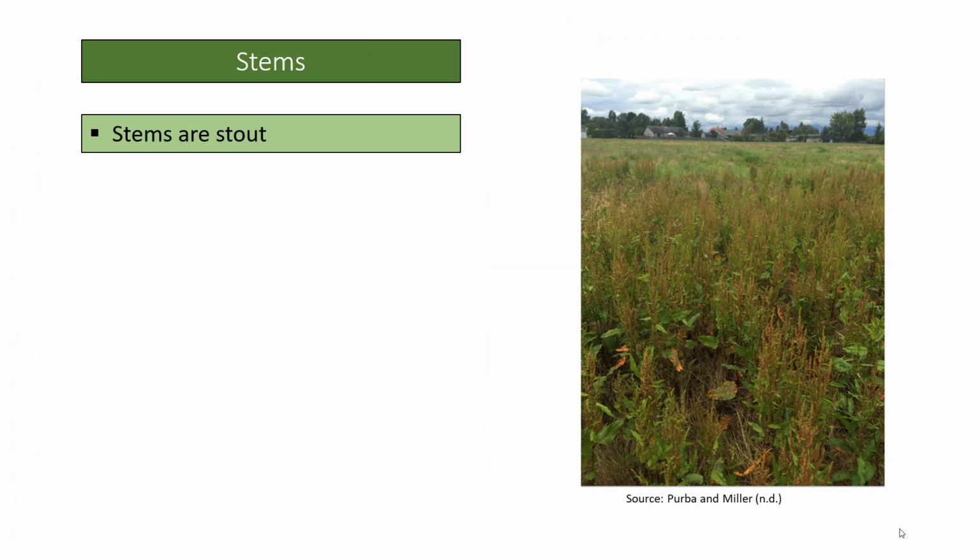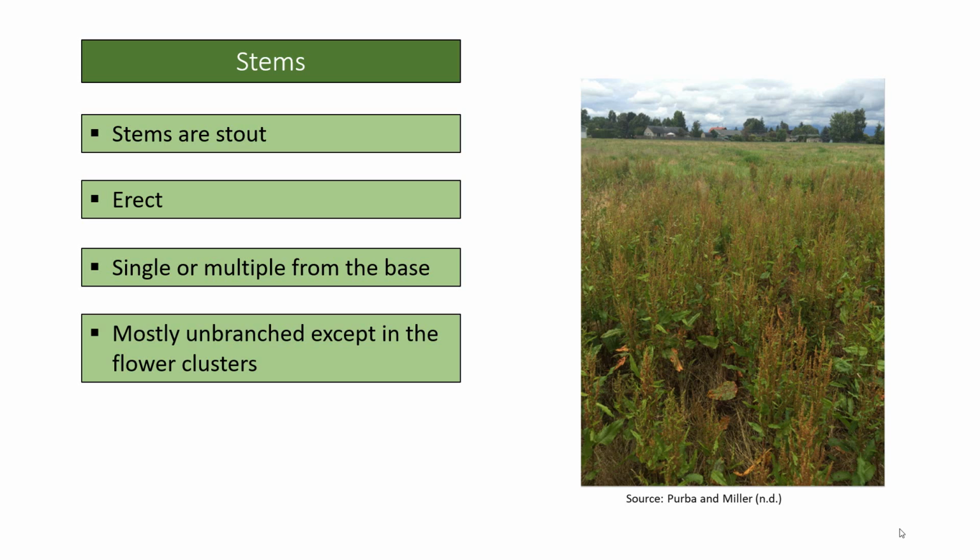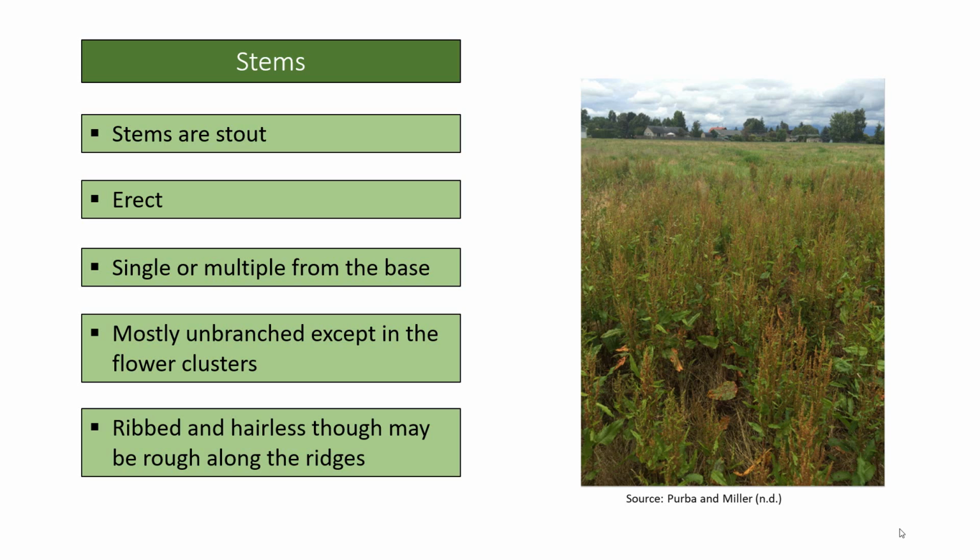Stems. Stems are stout, erect. They grow single or multiple from the base, mostly unbranched except in the flower clusters, ribbed and hairless, though may be rough along the ridges.